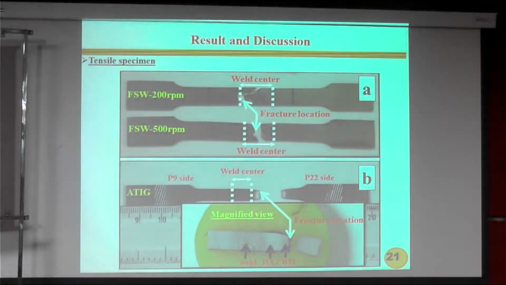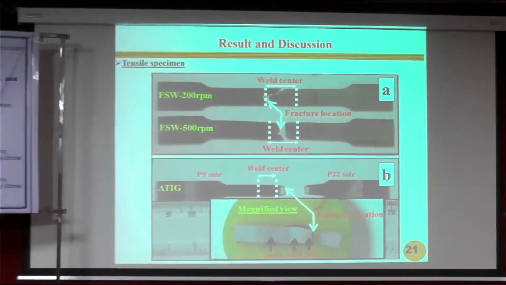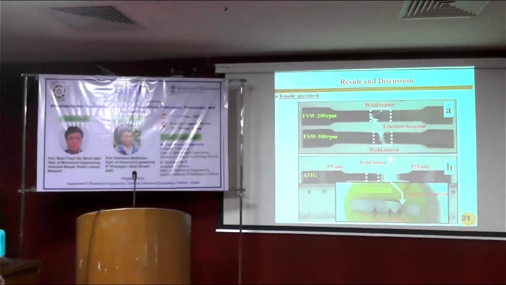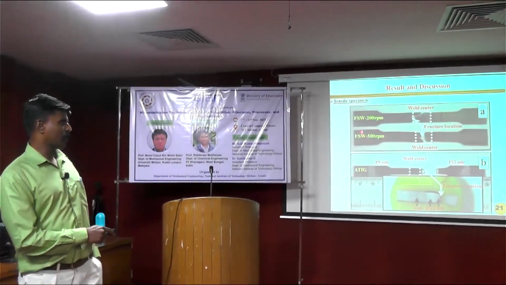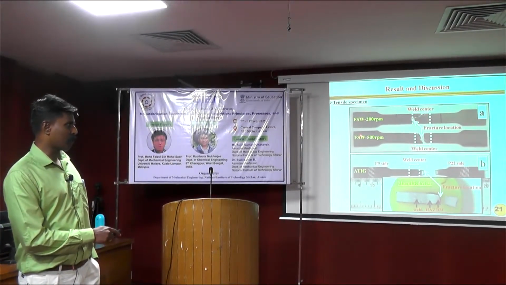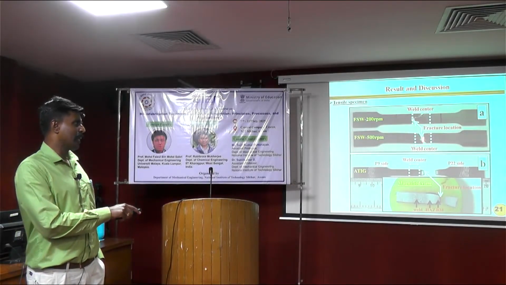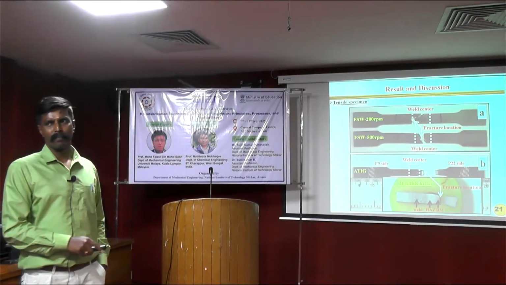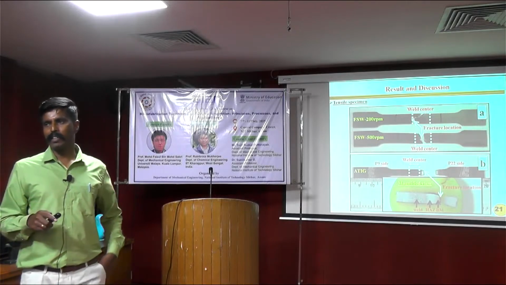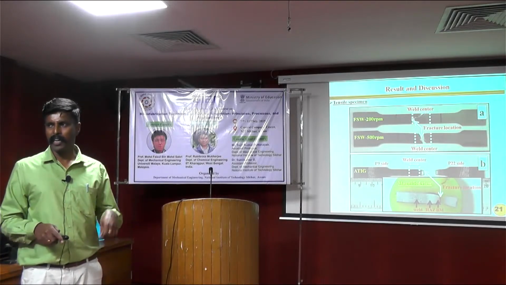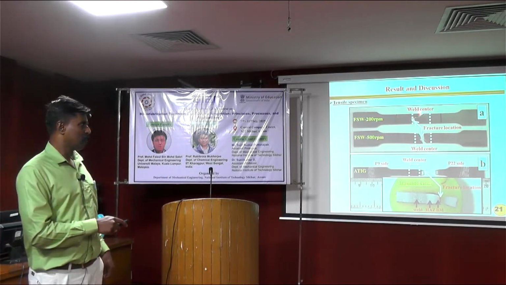So now, coming to the tensile specimen, we have fabricated the flat tensile specimens, and we have to study where the failure mode is, what the yield strength of the material is, and what the ultimate strength of the material is. You can see in the friction stir welding, irrespective of the rotational speed, both specimens failed exactly at the weld center, because there we have seen soft zone and hard zone formation. Because of that, failure was in the center.